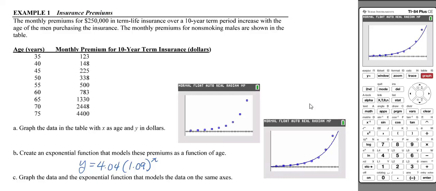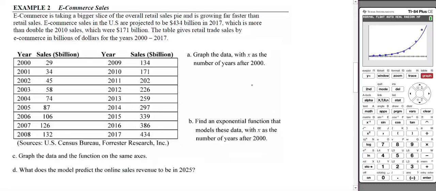Example 2 is e-commerce sales. E-commerce is taking a bigger slice of the overall retail sales pie and is growing far faster than retail sales. E-commerce sales in the U.S. are projected to be $434 billion in 2017. You can see that on the table, which is more than double the 2010 sales, which were $171 billion. The table gives retail trade sales by e-commerce in billions of dollars for the years 2000 to 2017.